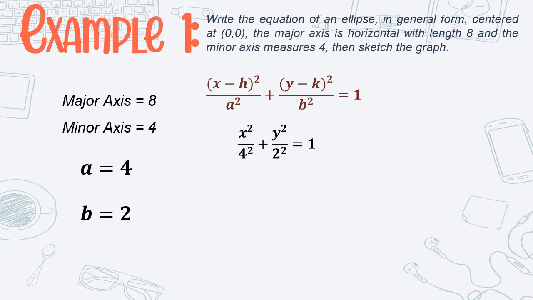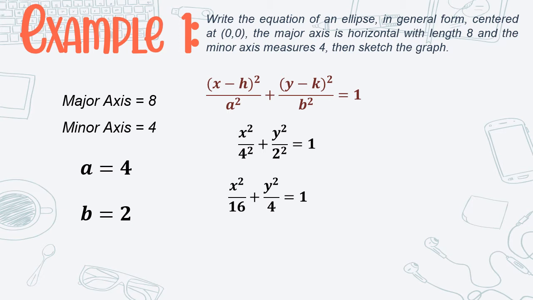Therefore, we will have x squared, that is (x minus 0) squared, all over a squared, that is 4 squared, plus y squared, that is (y minus 0) squared, all over b squared, that is 2 squared, is equal to 1. Now let's evaluate 4 squared and 2 squared. We will have x squared all over 16 plus y squared all over 4 is equal to 1.